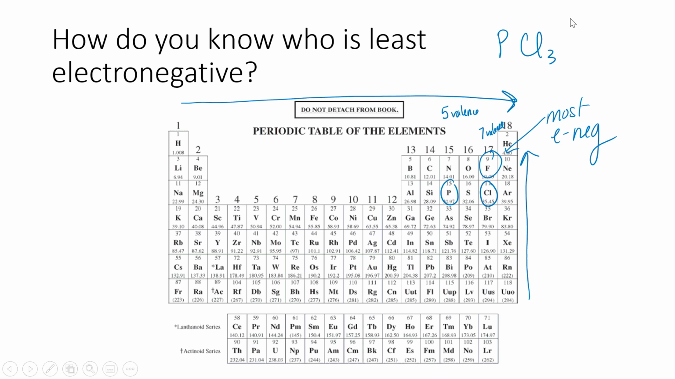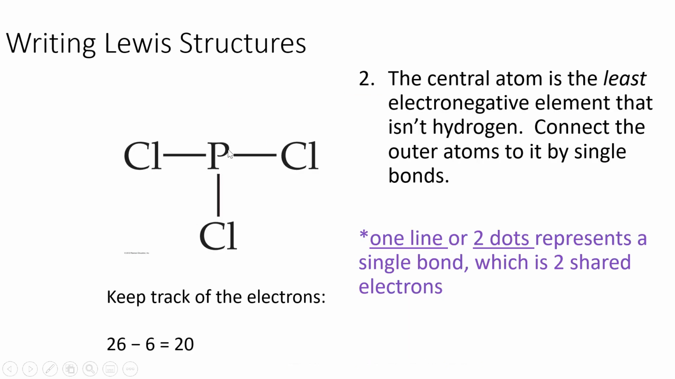So if I'm looking up here, phosphorus and chlorine, chlorine's further to the right on this row, and so it's going to be the most electronegative. That means phosphorus is the least electronegative. So a good rule of thumb is put the one that's further to the left in the middle there. So I'm going to put phosphorus in the middle, the chlorines on the outside, and then I'm going to connect with single bonds. So I figure out who goes in the middle, then I connect everything with single bonds.